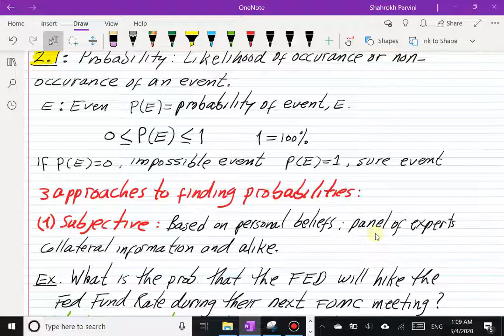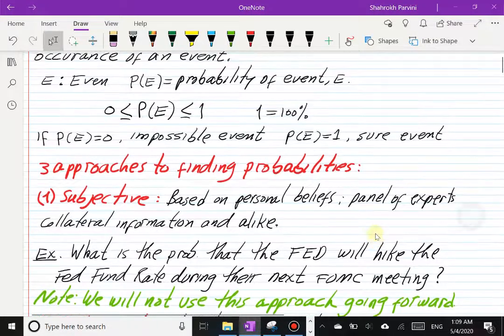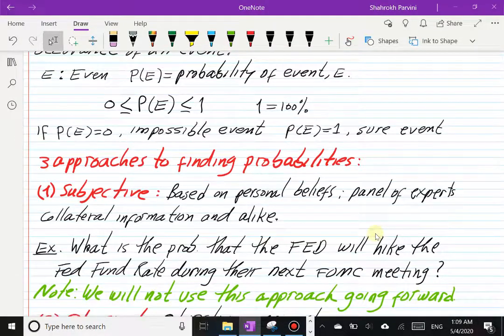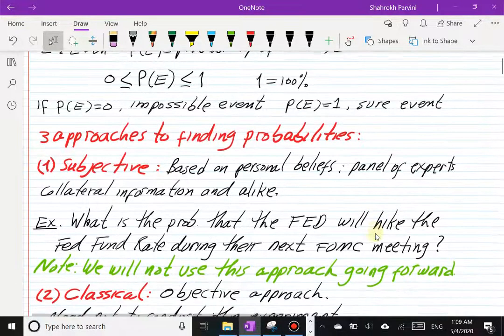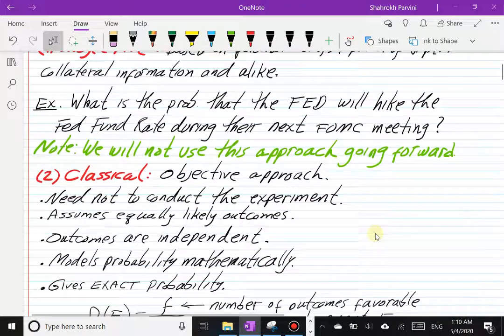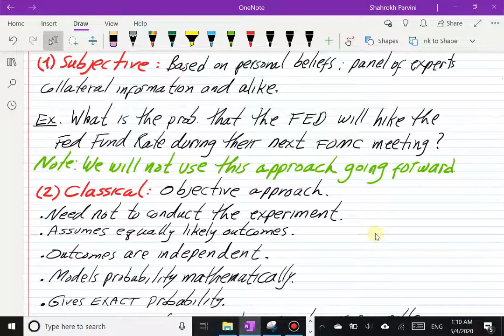These are not objective assessments. They're just subjective. So we will not be using this approach going forward in this course. We would like our probabilities to be objective so that we all get the same numbers, more or less. So each of us is not going to have a different number, our own probabilities. So with that, we go to our second approach to probability, namely the classical definition.